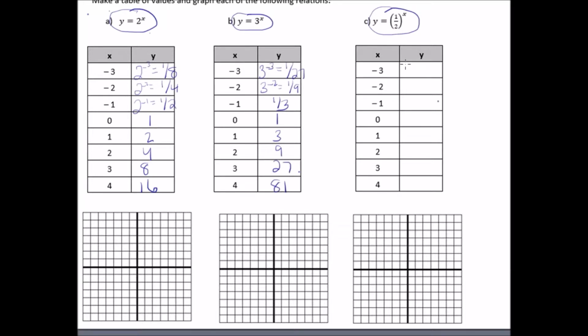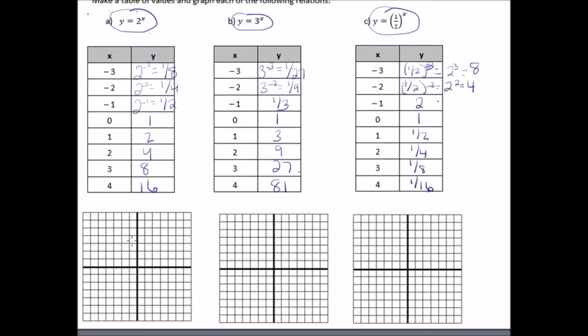Okay, and the same here. 1/2 to the negative 3. If we flip this and made it positive, it would be 2 to the positive 3, using our exponent rules, and that becomes 8. Okay, this would be 1/2 to the negative 2, but we want to flip and raise it to the exponent 2, and then we get 4. Okay, we get 2, 1. This becomes 1/2, 1/4, 1/8, and 1/16.